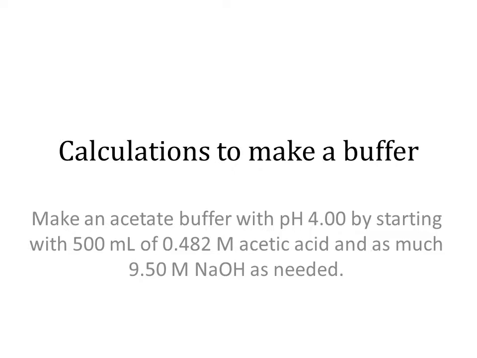In this video, we will discuss one method of making a buffer, where we begin with a certain quantity of weak acid and add strong base to make the buffer. We will make an acetate buffer that has a pH of 4.00 by starting with 500 milliliters of 0.482 molar acetic acid and as much 9.50 molar sodium hydroxide as needed. We will determine the quantity of sodium hydroxide that is needed to make this buffer.